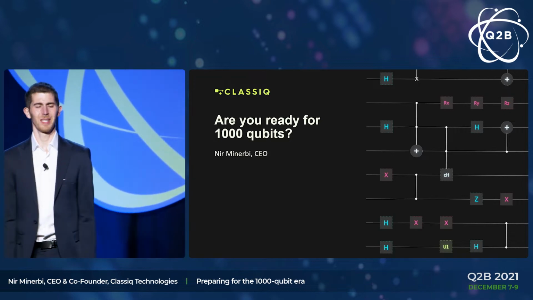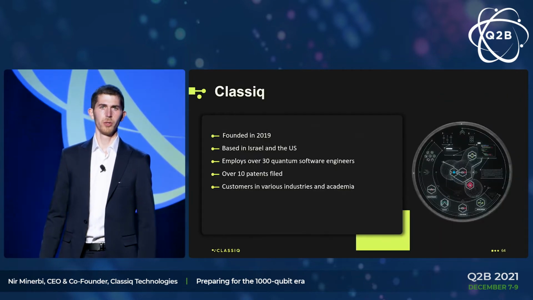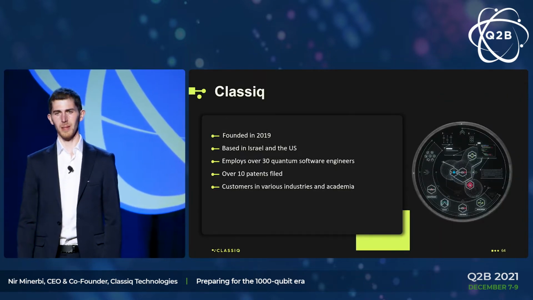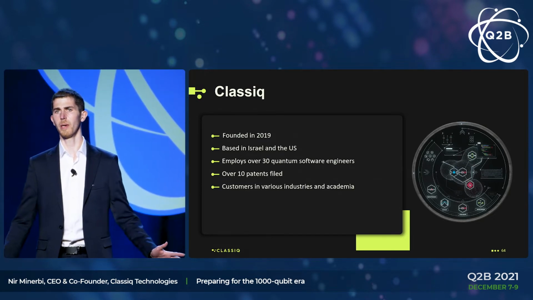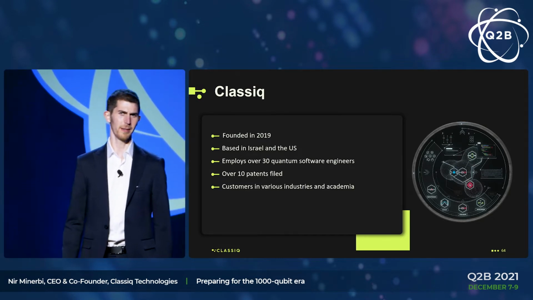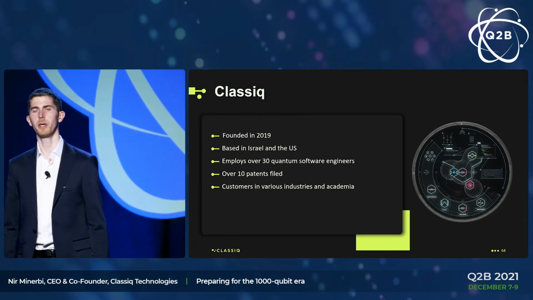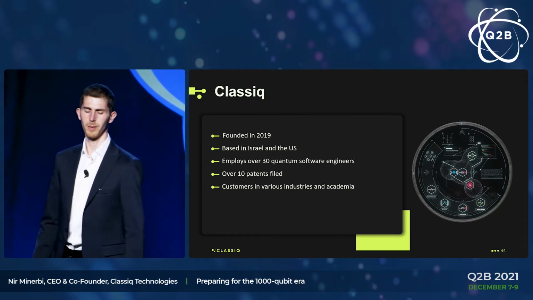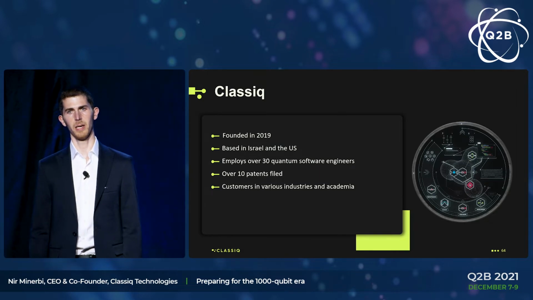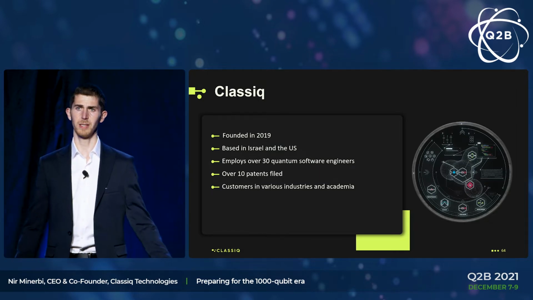But well, for those who don't know us, Classiq is a quantum software company. We are based in Israel and in the US, employ over 30 quantum software engineers, and our quantum algorithm design platform is being used in several industries and academia.